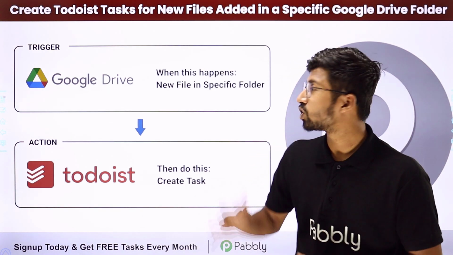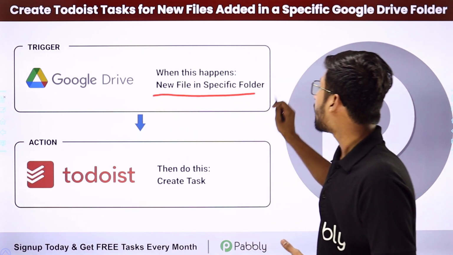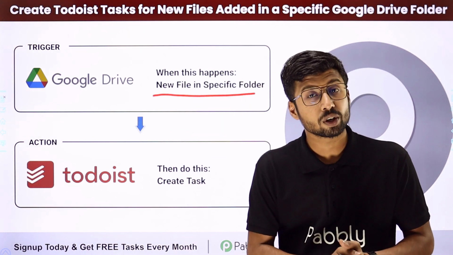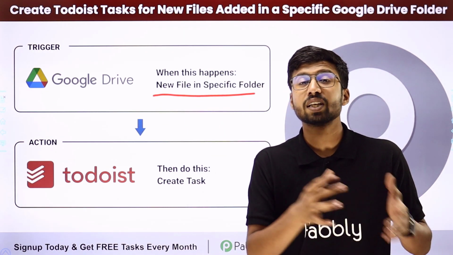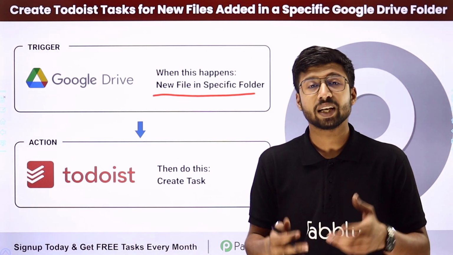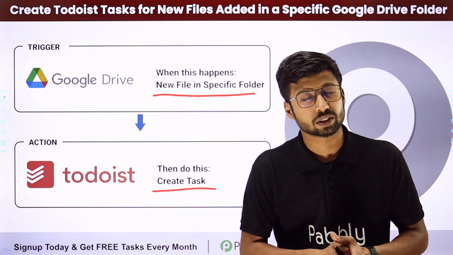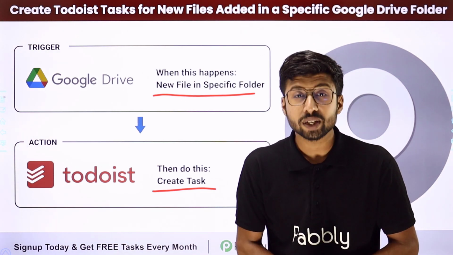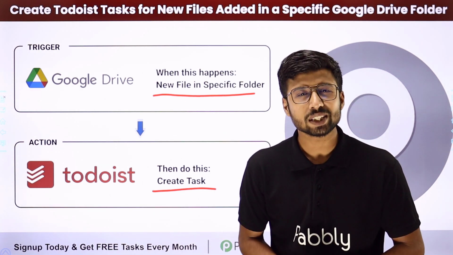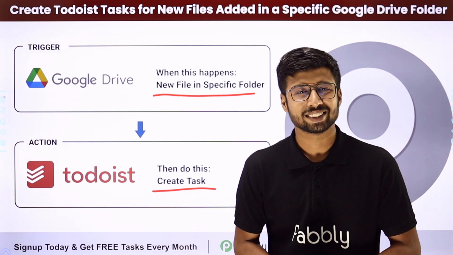So using this automation, whenever a new file will be added into the specific folder in our Google Drive account, automatically with the same file details like the file name, link and update date and time, we are going to create a task in Todoist. So if you want to know how you can set up this automation, for that you just have to come with me to my screen.